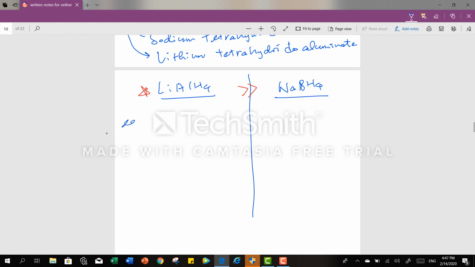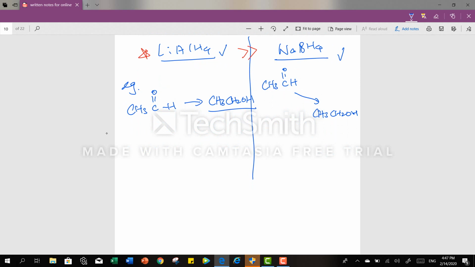Now, for example, if you have aldehyde, if you use this one, then of course, definitely it can go back to primary alcohol. Same as this one, if you use this one, it can also go back to primary alcohol. Now we will balance them later. However, if you have carboxylic acid and you want it to go back to primary alcohol, you have to use lithium aluminum hydride.